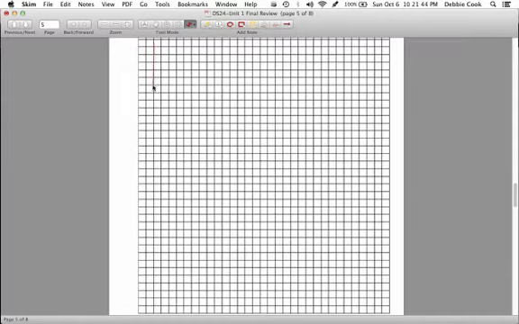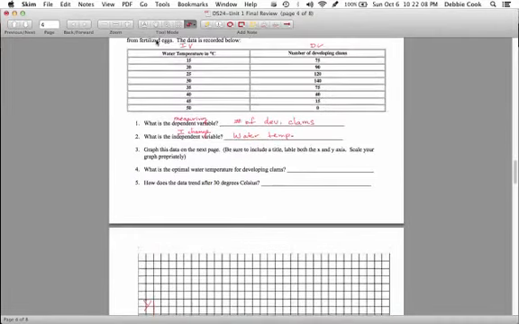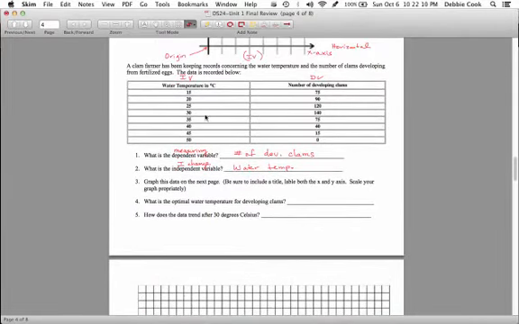So here I go. I'm going to go ahead and put my y-axis in. I'm going to go straight down. And I'm going to put my x-axis in and go straight over. So this is going to be my X, this is going to be my Y. I have my X and my Y identified. I'm going to go back up to my data chart and look at what my numerical values actually are. So I have my IV and my DV.